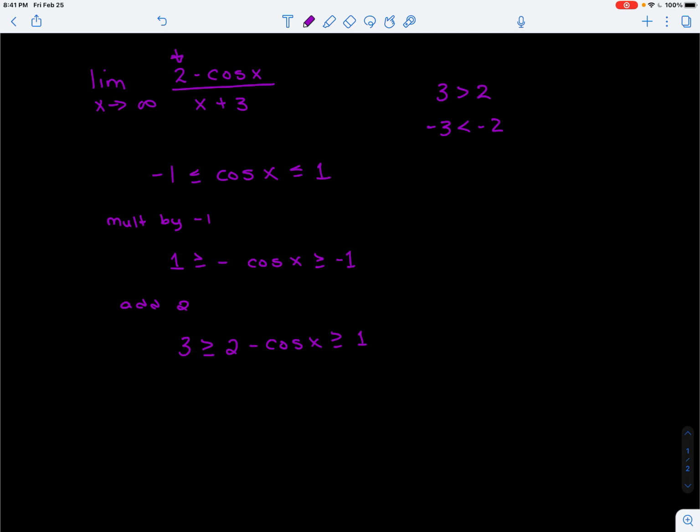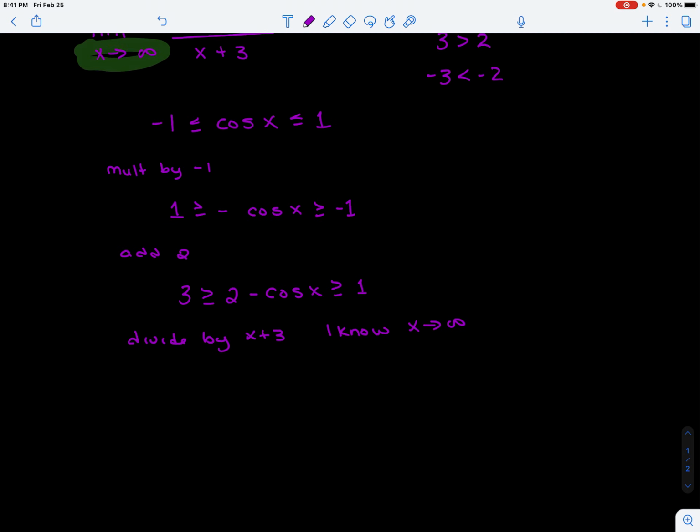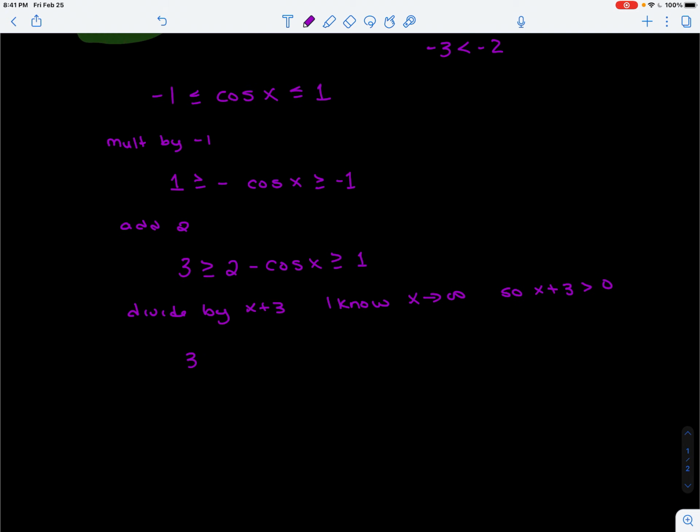And because x is going to infinity, the x that I'm dividing by is going to be positive, so I don't have to worry about dividing by an unknown and it being negative, right? Because right here, x is going to plus infinity. So I can divide by x plus 3, and I know that x plus 3 is going to be positive. So x plus 3 is greater than 0. And then I'll get 3 over x plus 3, and then 2 minus cos x over x plus 3, and then 1 over x plus 3.